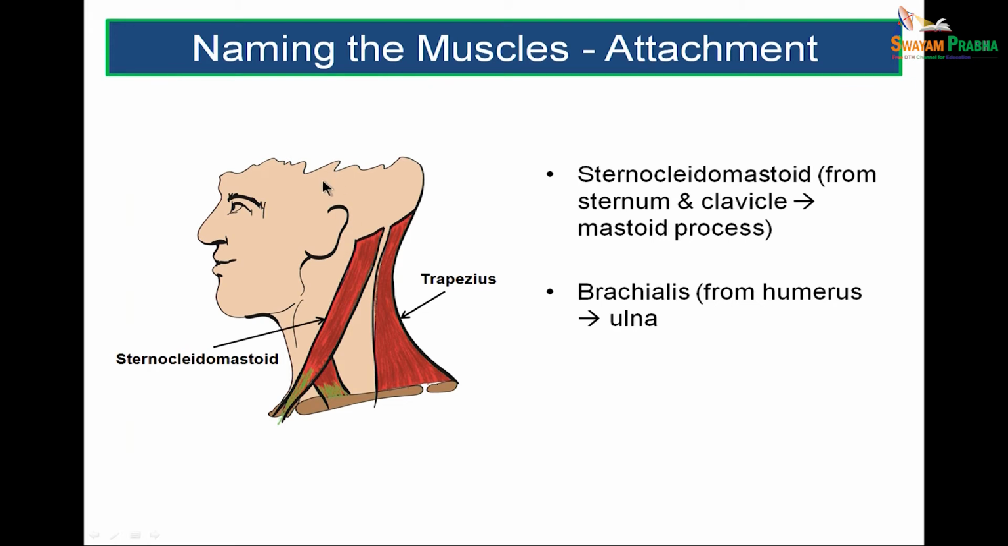Naming the muscles by attachment. So, we have sternocleidomastoid. Why is it called sternocleidomastoid? Mastoid is the mastoid process where it is attached above, sternal fibers and clavicular fibers. Cleido stands for clavicle. So, sternocleidomastoid, and that is how we name this muscle. Another example is the brachialis, which lies in the arm, and so it is called the brachialis.